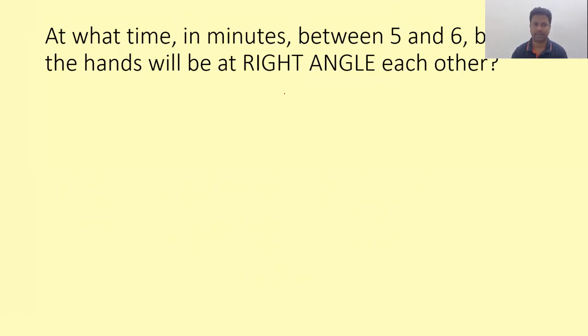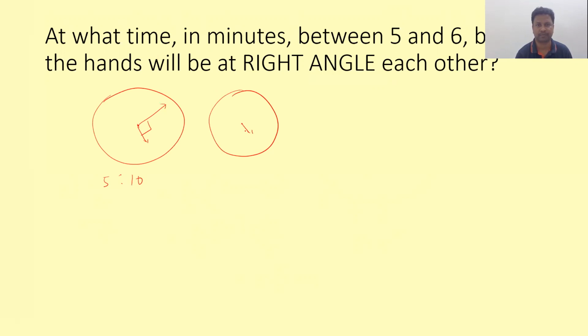You see this? At what time in minutes between 5 and 6 o'clock will both hands be at right angle to each other? 5 and 6 o'clock. Okay. I'm going to do an approximate answer first. It will be like this. Around 5 10 it will be 90 degrees, I'm saying approximately, and the next 90 degrees will be around 5 40 approximately, but we are going to find the exact numbers. So two values are there.